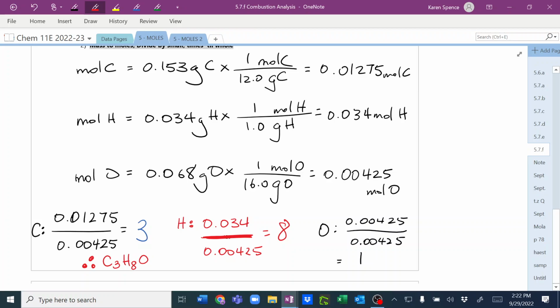So that's it. So other than that little bit about finding the mass of the carbon from the CO2 and finding the mass of the hydrogen from the H2O and then finding the mass of any other element by subtraction, it's all the same. Yes?